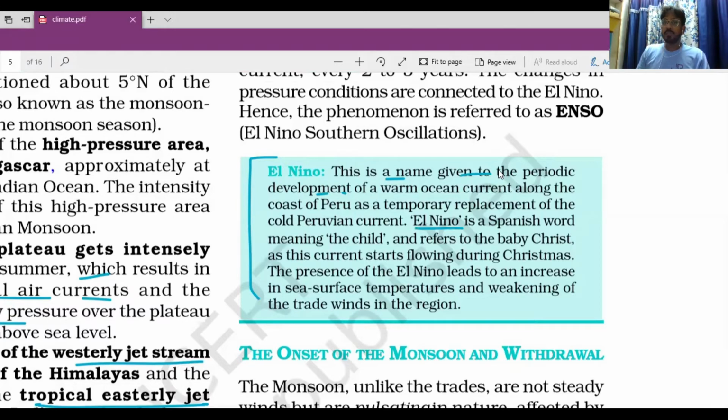El Nino is a Spanish word, right, meaning the child, and refers to the baby Christ. As this current starts flowing during Christmas, the presence of El Nino leads to an increase in surface temperatures and weakening of the trade winds in the region. Let me explain to you what El Nino is, right?